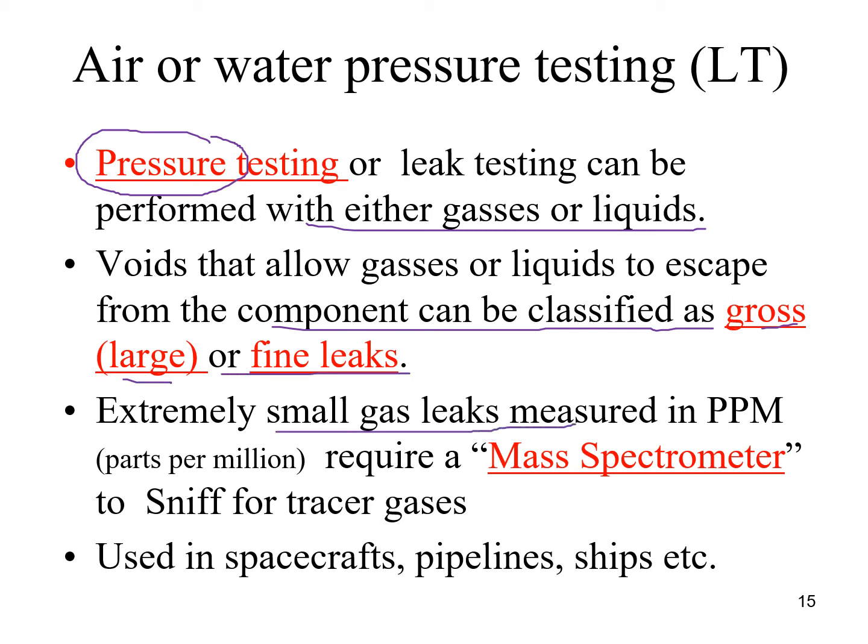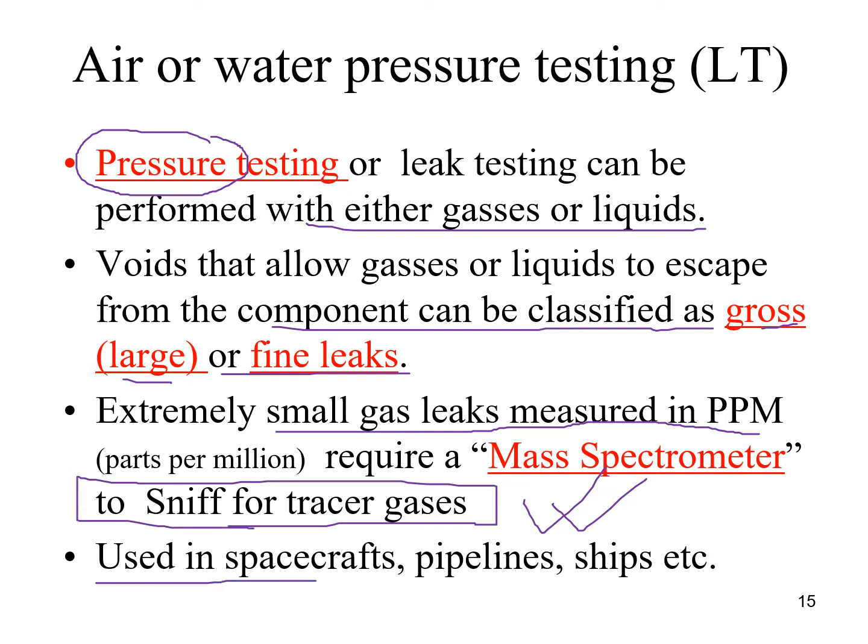Extremely small gas leaks, measured in ppm, parts per million, require a mass spectrometer to sniff for tracer gases. Why sniff? Because it identifies very meticulously. This is used in spacecraft, pipelines, ships, etc.